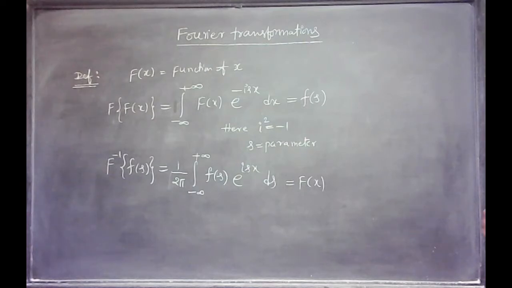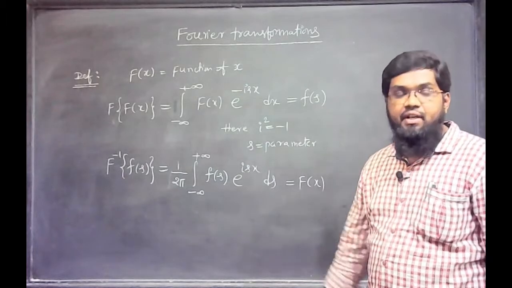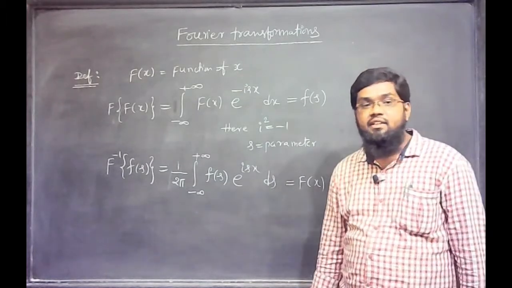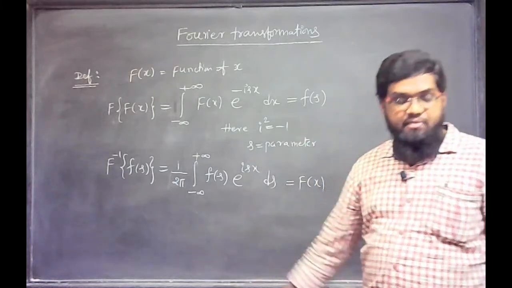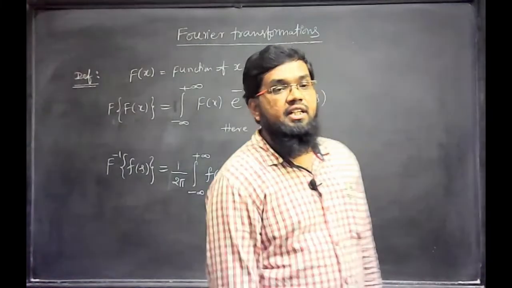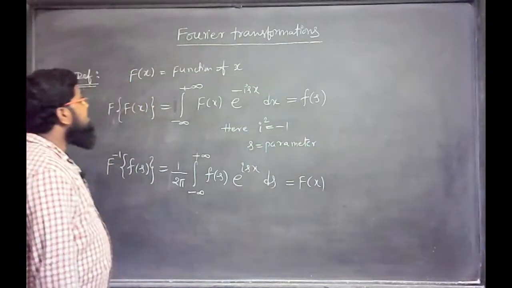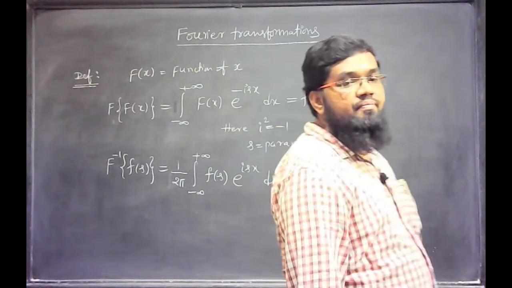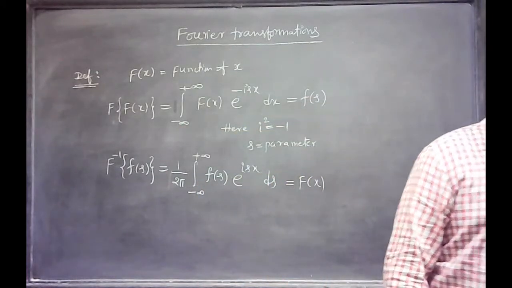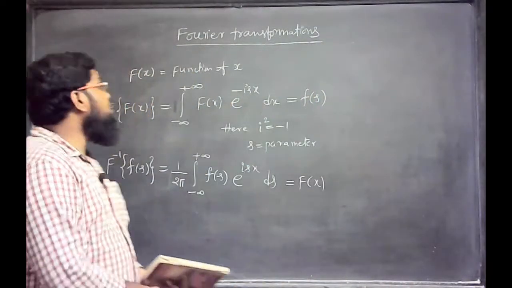So for a function f of x defined from minus infinity to plus infinity, this integral itself is the definition of Fourier transformation, subject to the condition that the Fourier integral exists. Remember this definition and we will do some sums related to this. We will take examples so that you will understand very clearly. Okay, fine. Go to the examples.